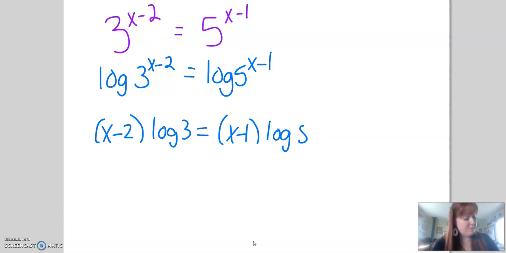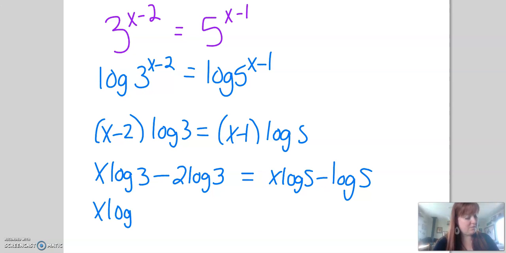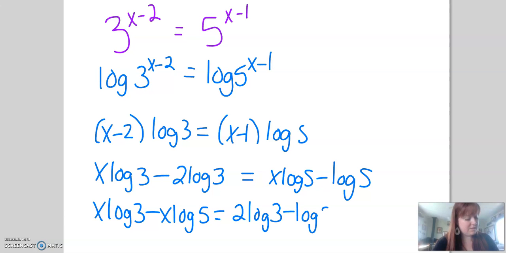Now we distribute, so we have x log 3 minus 2 log 3 equals x log 5 minus log 5, because we just multiplied this log 3 in, and we multiplied the log 5 in, and we get everything with an x on the one side, so we have x log 3 minus x log 5 equals 2 log 3, because I just added that to both sides, minus log 5.